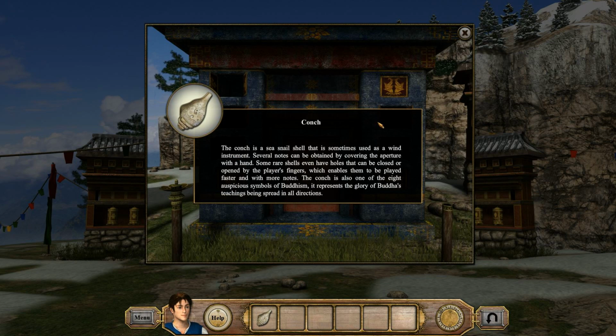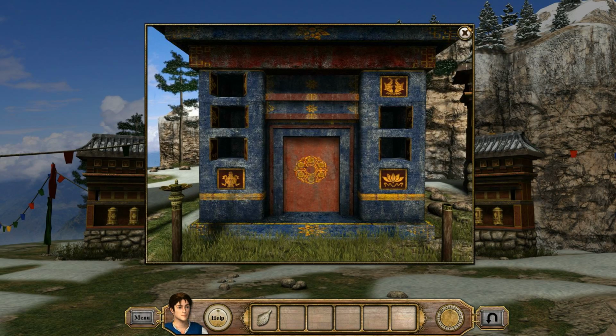Conch is a sea snail. Shells even have holes that need closed or opened by the player's fingers. The conch is also one of the 8 auspicious symbols of Buddhism.